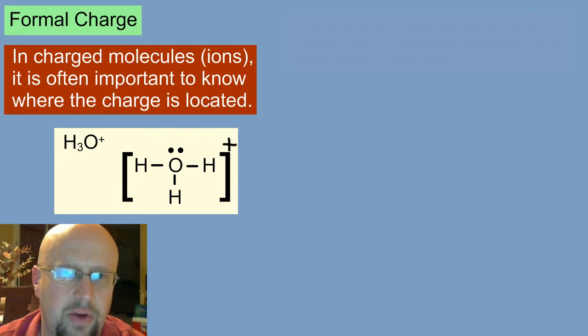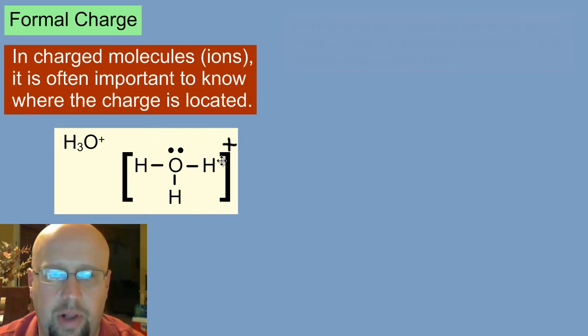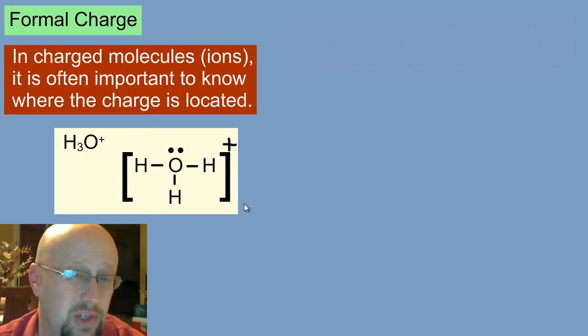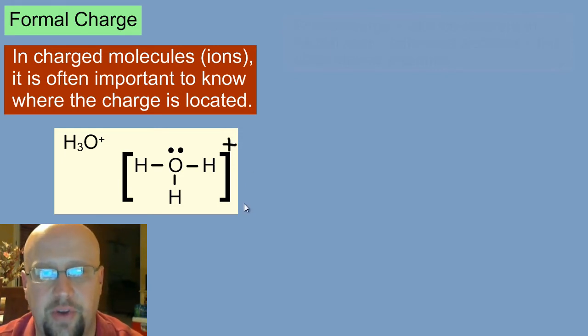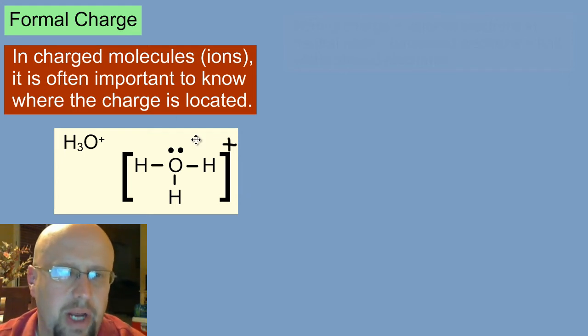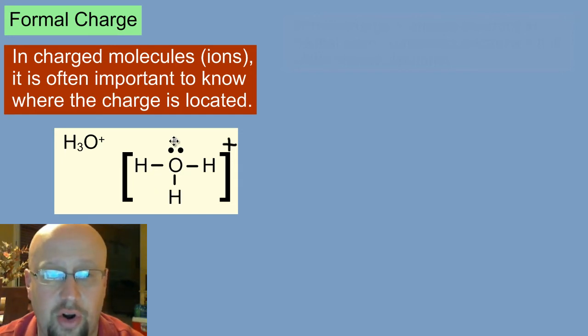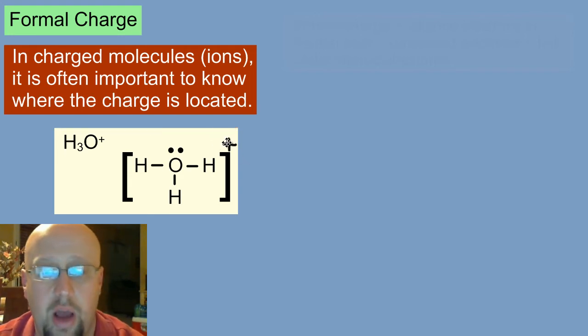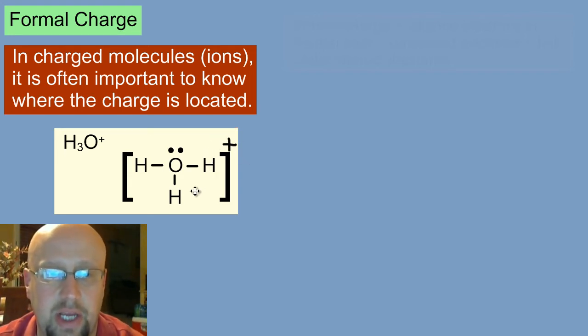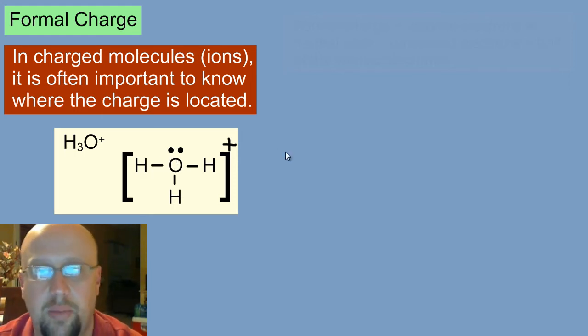So a couple of quick things to note here. Whenever you draw a polyatomic ion, you usually want to go ahead and put it in brackets and then put the charge outside of it. That's just the normal mechanism for doing that. So when we're calculating formal charge, what we're trying to do is find the charge on each individual atom. Where does the charge actually sit? We know there's an overall +1 charge, but where exactly is that +1? Is it here, here, here, or here? There are 4 places that it could be because there are 4 atoms there.